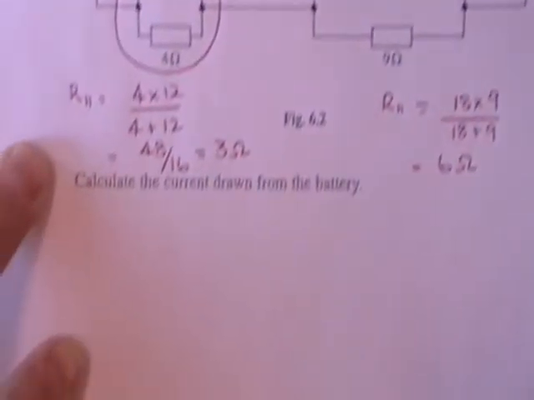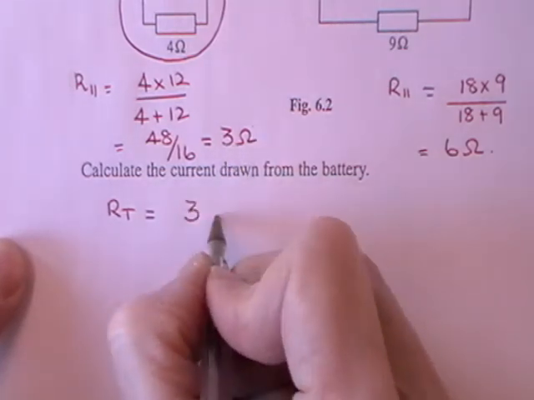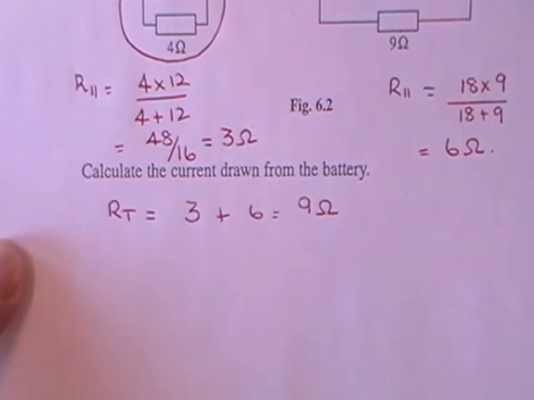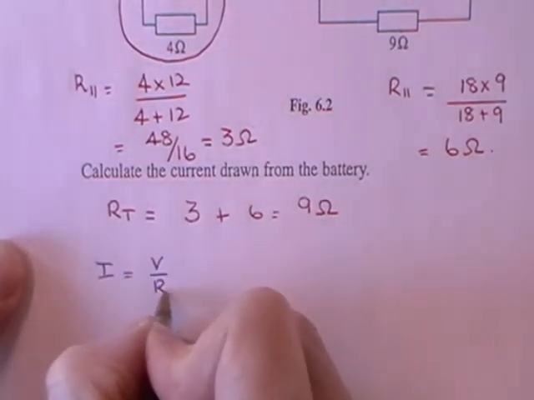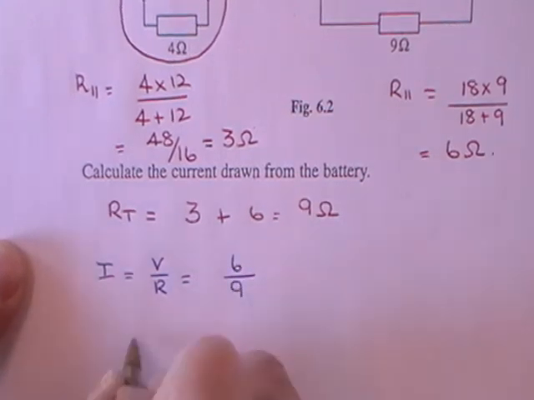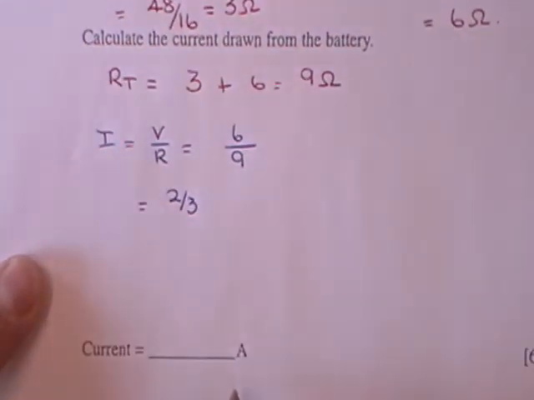Right, so the total resistance down here, the total resistance in the whole circuit is your 3 plus your 6, which is 9 ohms. And now if we do our I is equal to V over R, and V is 6 and R is 9, you're going to get an answer of 2/3, or 0.67 amps.